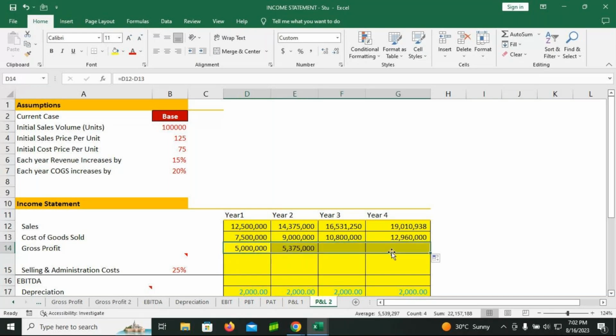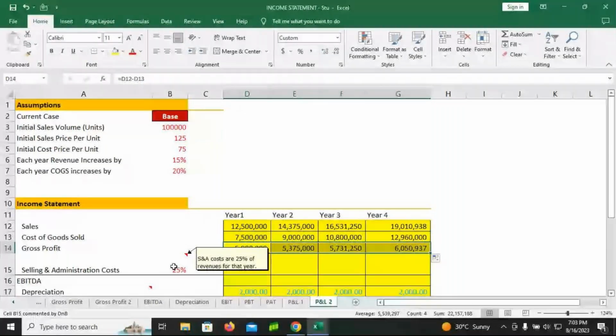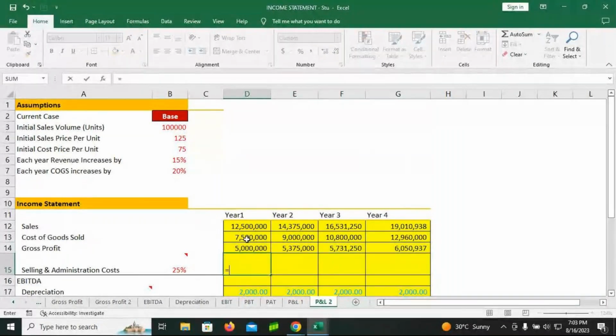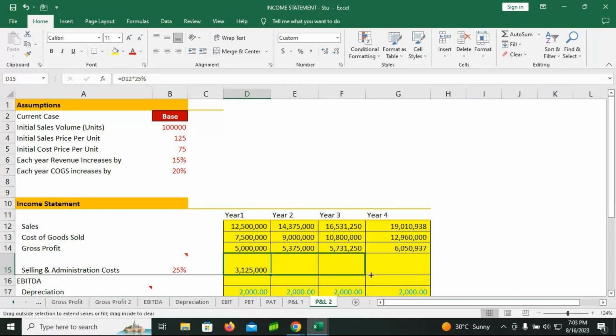And drag it. Here they are telling the selling and administration cost. Administration cost is 25% of revenue for that year. So for year one, what is the actual revenue that I have got after making the sales? On that value I have to calculate 25%. So here I need to take equals this value, that is the sales value, that is my actual revenue, into 25%. I'll come here and drag it towards my right.